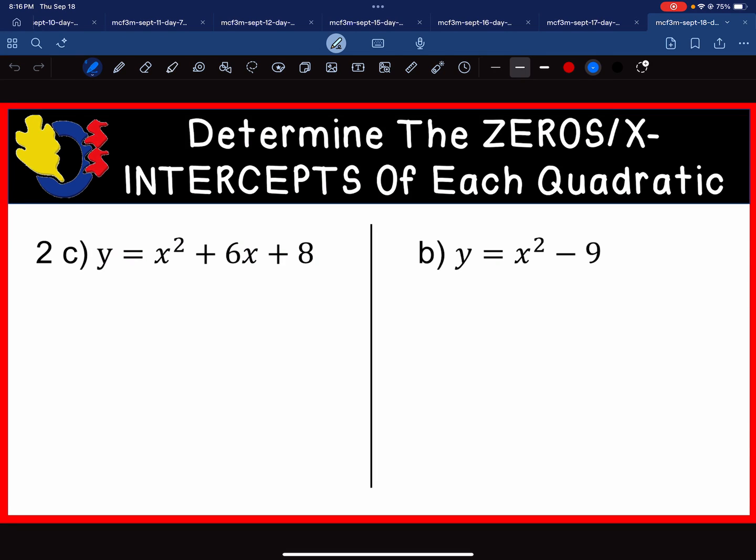Okay, today we're going to talk about how to determine the zeros or the x-intercepts from the quadratic. Okay, so we're going to start by factoring. So I'm going to make my little crisscross here, and we have a simple trinomial.